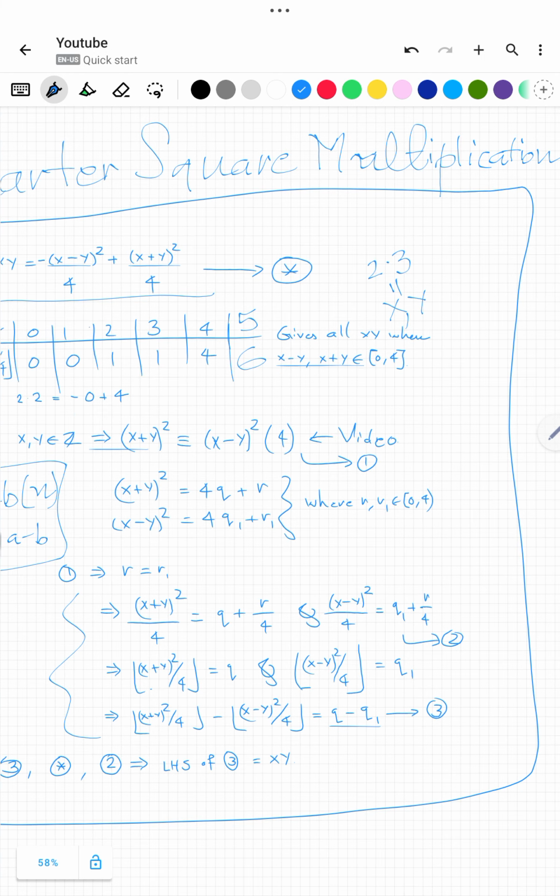If x plus y and x minus y are from 0 to 5, in fact, okay, 0 to 5, if they belong, then one can produce xy. Okay, that's what we are producing. So 2 times 3 can be produced in the following manner: 6 times 1, okay, element from 1.